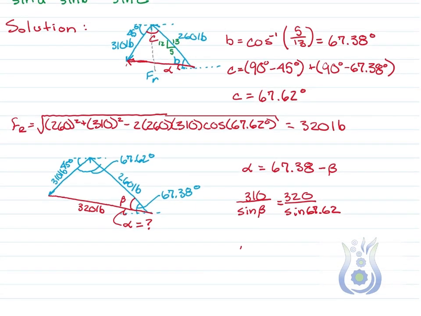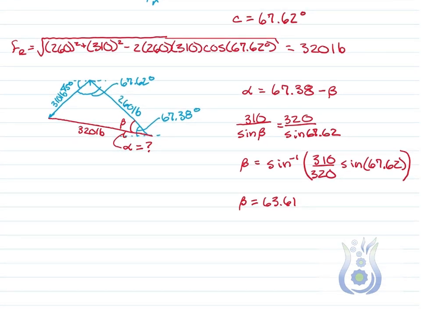So first calculate beta using the law of sines. Therefore, 310 divided by the sine of beta is equal to 320 divided by the sine of 67.62 degrees. So beta is equal to 63.61. Now alpha becomes 67.38 minus 63.61, which gives us 3.77 degrees.